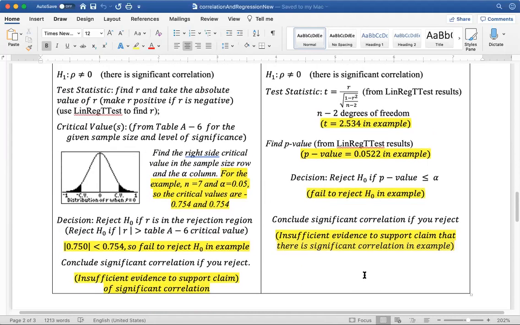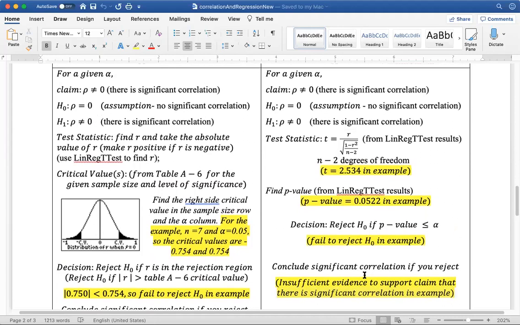So let's continue on. That's the approach we're going to take using the p-value approach. Everything just basically comes from the LinRegTTest. Now, if we are going to use the critical value approach, that R that we got from the LinRegTTest is the other test statistic. It is what we would use if we were going to use the critical value approach, okay?